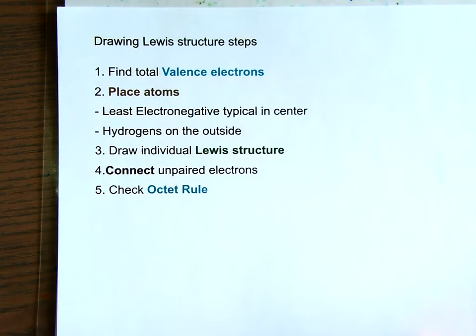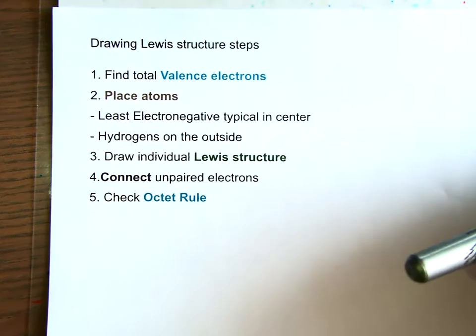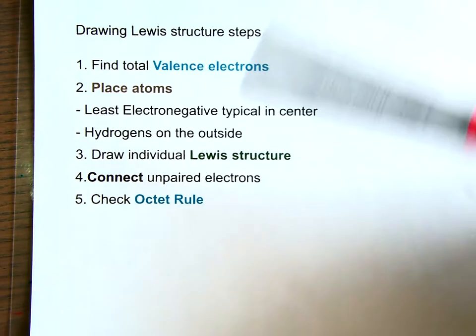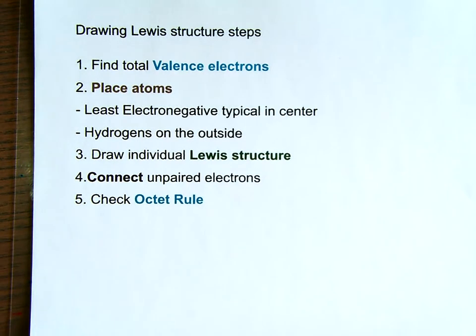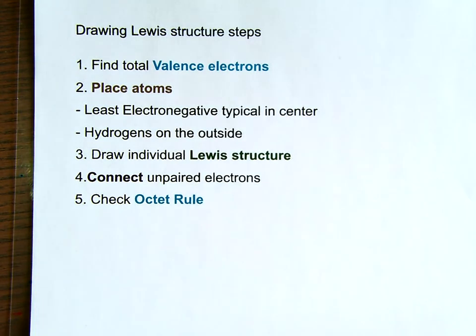So here are the steps. I'm going to leave this here if you want to copy it. You don't have to memorize these steps because we're going to be using them so often that you should become a little bit familiar with them. Step 1 is find the total valence electrons. We should know how to do that. We just did that.